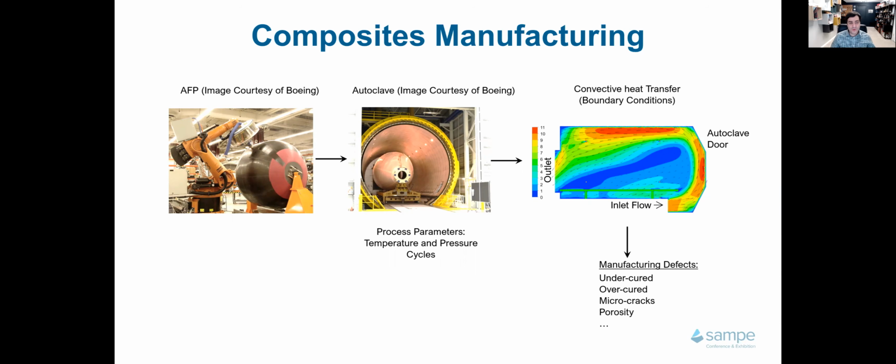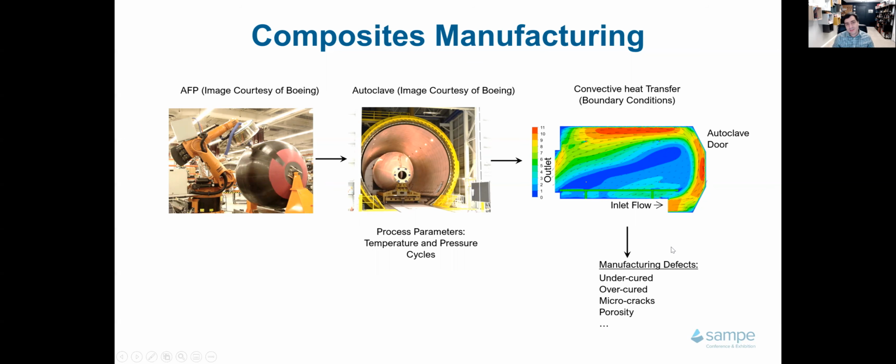Depending on how we place the part inside an autoclave, and depending on the autoclave design, we will get different boundary conditions. In this case, heat transfer boundary conditions. You can see an example of airflow inside an autoclave. You can see there's areas with good airflow locations and bad airflow locations.